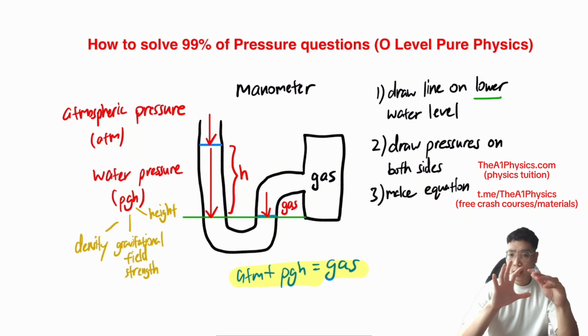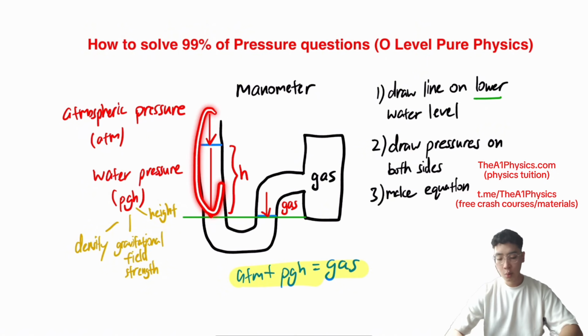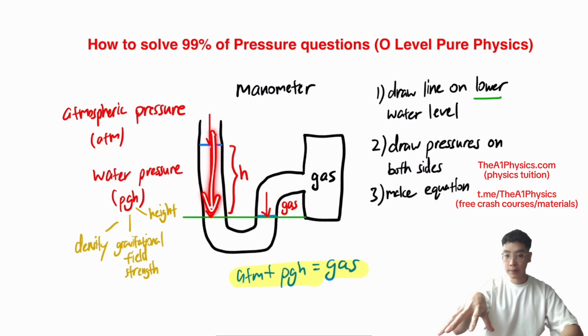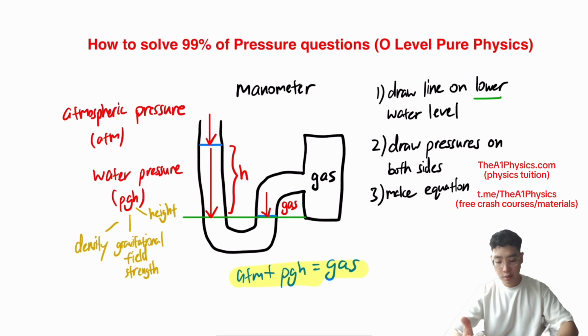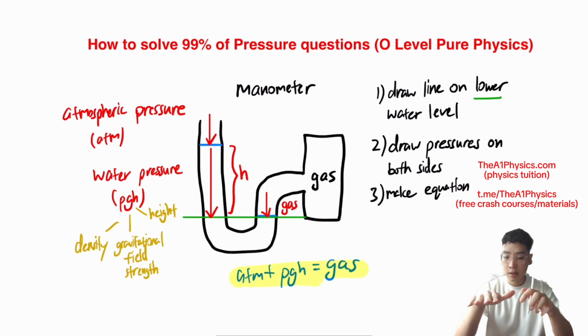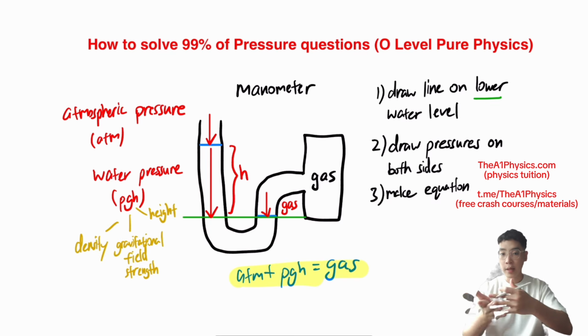Now, in case you're wondering why is the left side pressures equal to the right side pressures, you can think about it like this. If the left side pressures was even bigger than the right side, then it would push the water down over here. And if the right side pressures was even bigger than the left side, then it would push the water down even further. So because the water is now in equilibrium on this line, we can say that the left side is equal to the right side pressures.